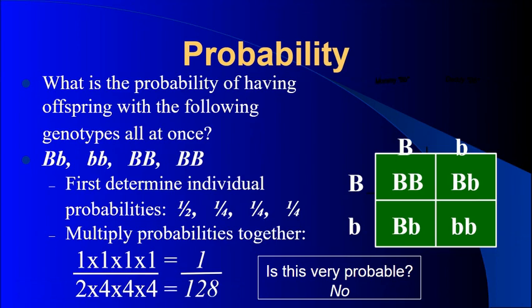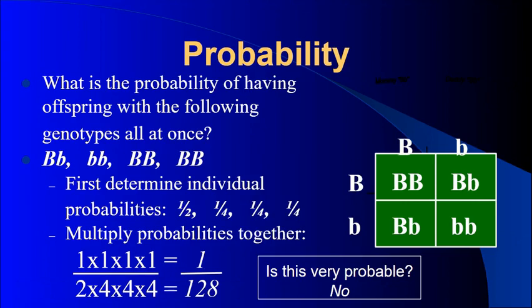So we first have to determine the individual probabilities. Looking at the Punnett square, the probability of big B little b is 1/2. The probability of little b little b is 1/4. The probability of big B big B is 1/4. And the probability of big B big B is 1/4.